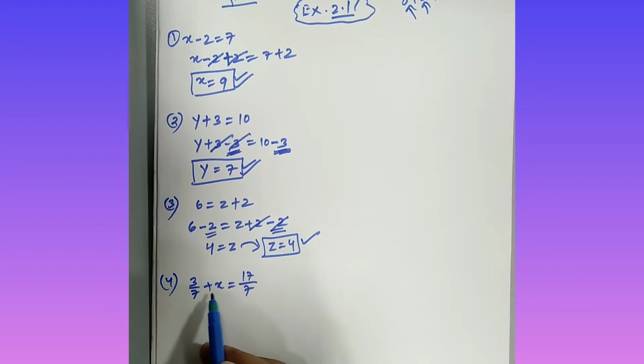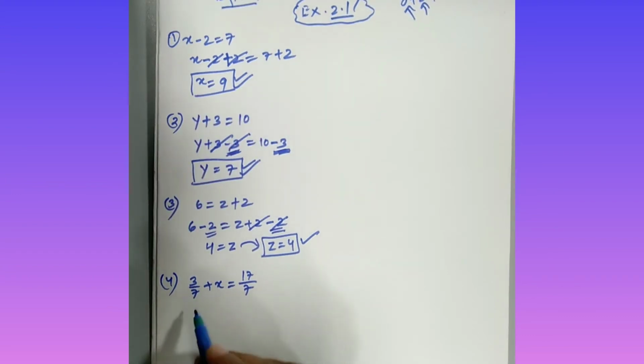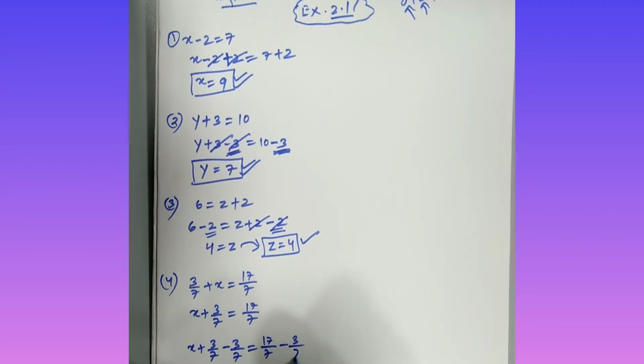Look at here. So 3 by 7 plus x, you can also write like this, that is x plus 3 by 7. Both are right. On the left hand side I am writing x plus 3 by 7 is equal to the RHS, already there, that is 17 by 7. I have to make x value in LHS. How can you write here? You have to add minus 3 by 7 to both LHS and RHS, both sides. So that is x plus 3 by 7 minus 3 by 7. And on the RHS side you have to write 17 by 7 minus 3 by 7.